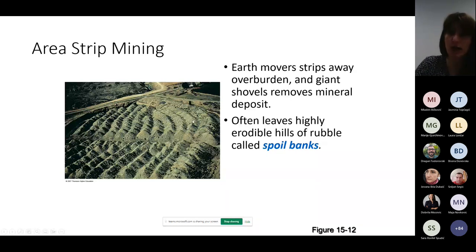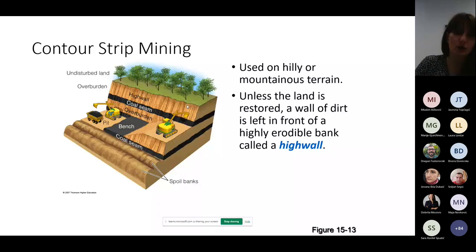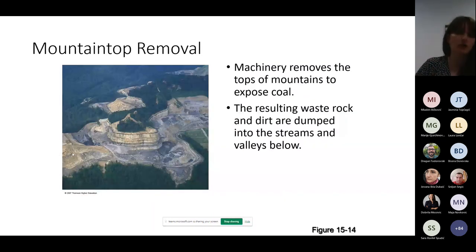This is contour strip mining, used on hilly or mountainous terrain, which, unless the land is restored, causes huge erosion. And of course, all these toxins can reach, for example, some aquatic ecosystem, some river or stream, and again will go to the food chain and over the food chain to our stomachs and to our organism.